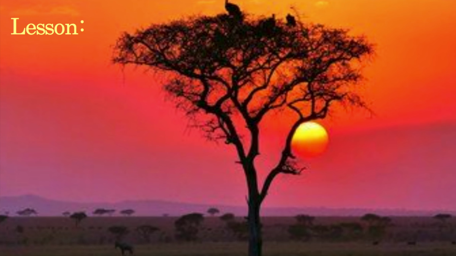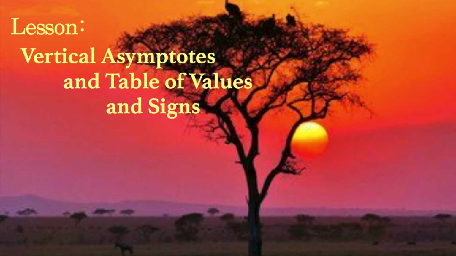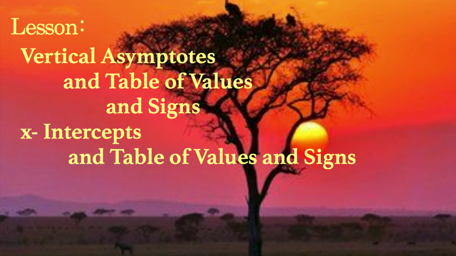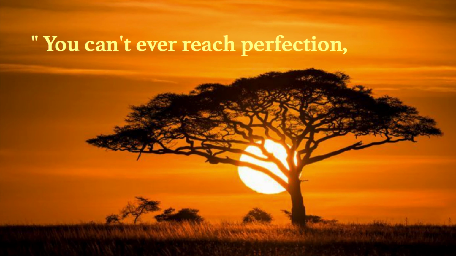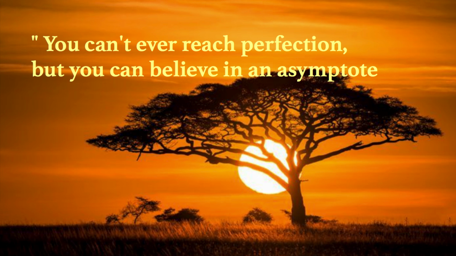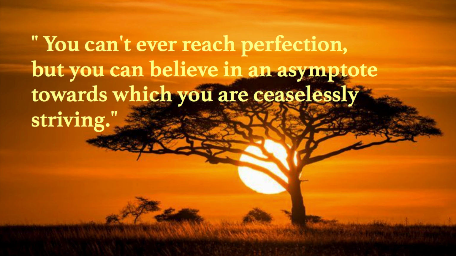Lesson: Vertical asymptotes and table of values and signs. X-intercepts and table of values and signs for rational functions. You can't ever reach perfection, but you can believe in an asymptote towards which you are ceaselessly striving. Paul Kalanithi.